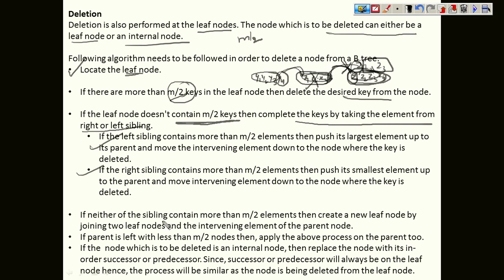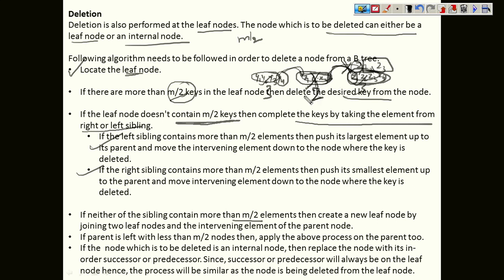Okay, if neither of the siblings contains more than m/2 elements, so let's say this contains 3 and this contains 3 key values, that means this is also having exactly 3, and they are not in a position to provide any key to its neighbor to complete its minimum requirement. So in that case, if you are deleting this x2, it is left with 2, and neither of the siblings, the right sibling and the left sibling, is in a position to provide one key value to make its minimum requirement, that is 3 keys.